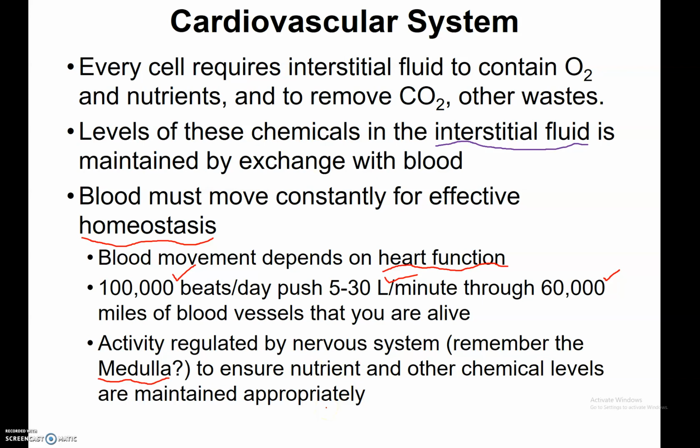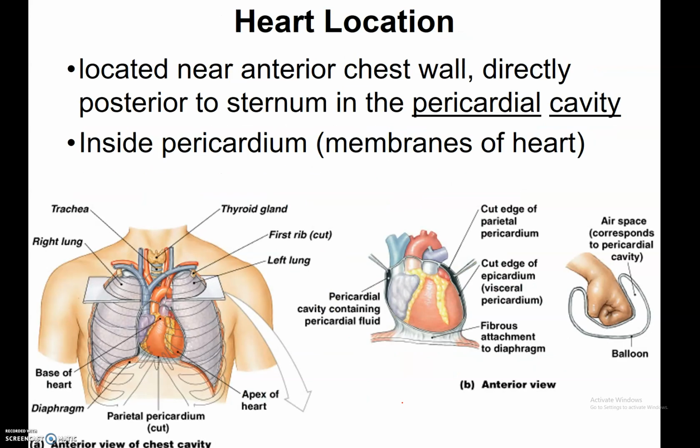The medulla has sensors and centers in the brain that talk to the heart, and we'll talk about that in a little bit. But what the medulla does is it ensures that there's a constant heart rate to ensure that there are adequate nutrients, fluids, and chemical levels moving throughout your body so that cells and tissues are nourished and waste products are being removed. So let's start with the heart itself.